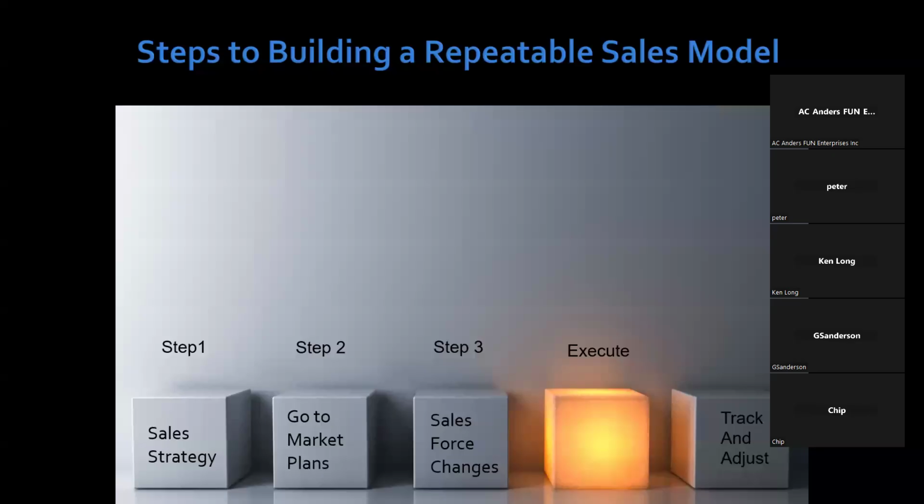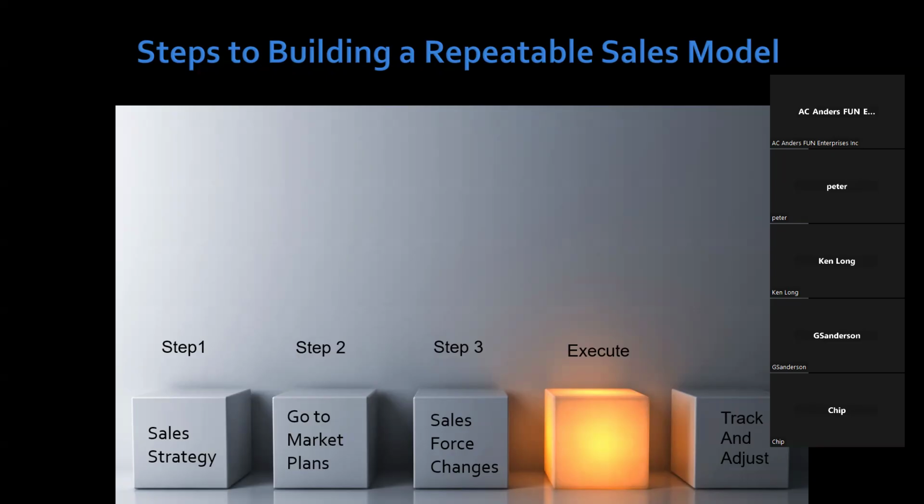And then the second step is, what's your go-to-market plan? So, what's in your marketing and prospecting plans? Because unless you have a really strategic approach, then maybe you're not developing the best plans to take advantage of where your opportunities are. And then step three is what do we need to do with our sales force to make any changes?